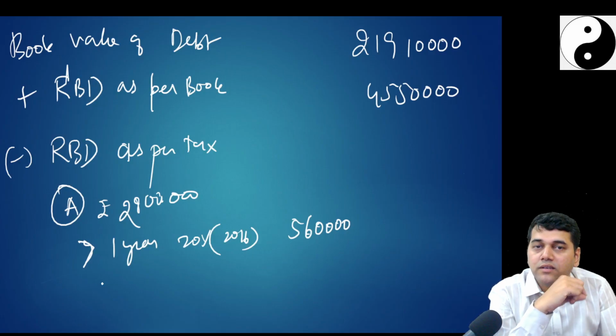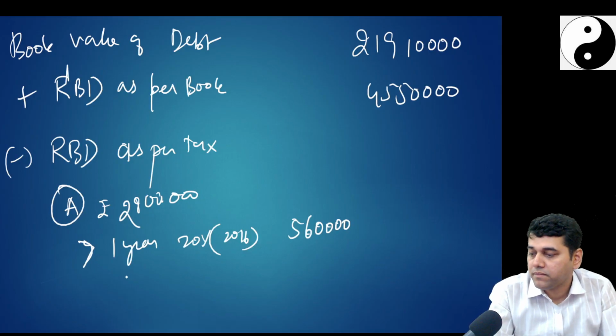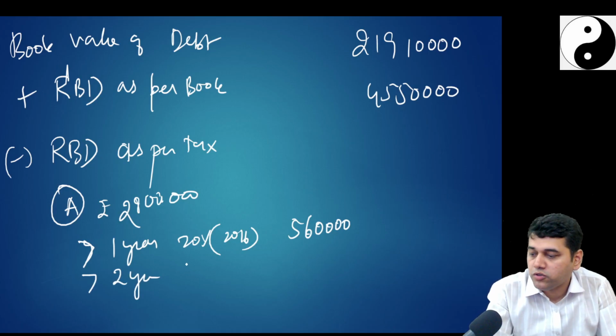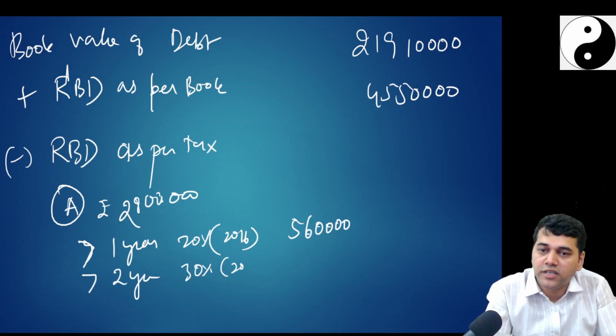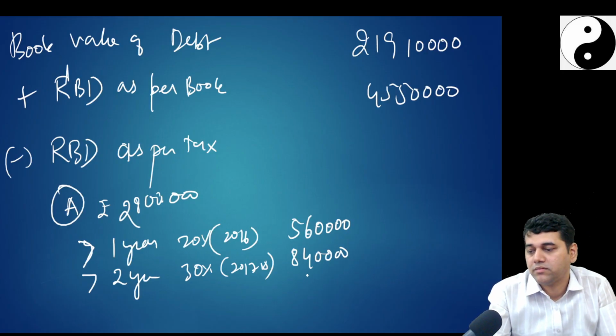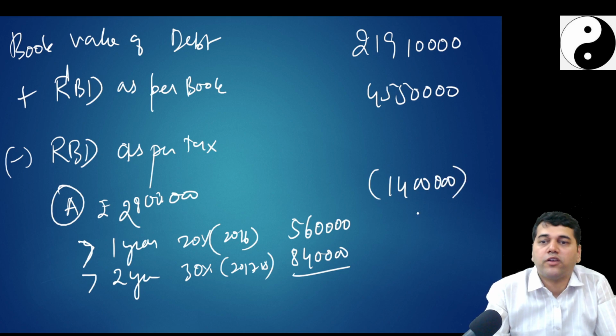Okay. In 17-18, did he pay? No. So he is more than 2 years old now. So you provide 30% in 2017-18, which is 8,40,000. Are you clear about this working? So total 14 lakh on account of debtor A you are going to claim.